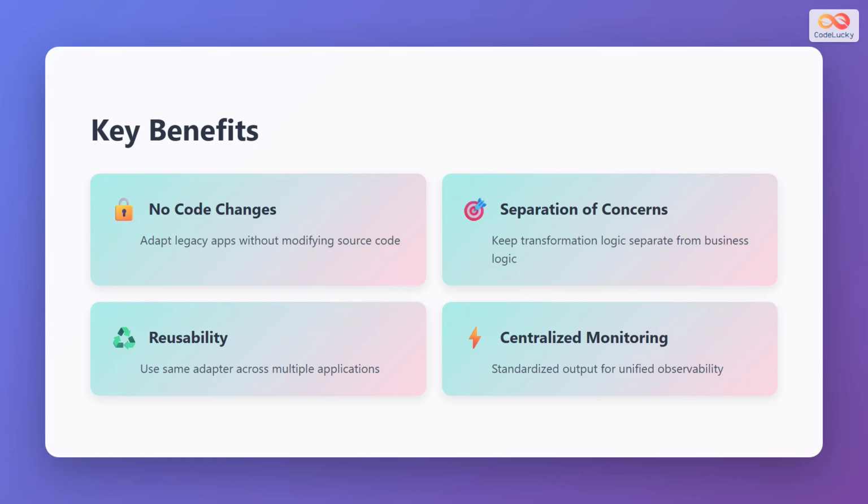The adapter pattern offers 4 significant benefits. First, it requires no code changes, allowing you to adapt legacy applications without modifying their source code. Second, it enforces separation of concerns by keeping transformation logic separate from business logic. Third, it promotes reusability, as you can use the same adapter container across multiple applications that need similar transformations. Fourth, it enables centralized monitoring by ensuring all applications produce standardized output, making it easier to implement unified observability across your infrastructure.